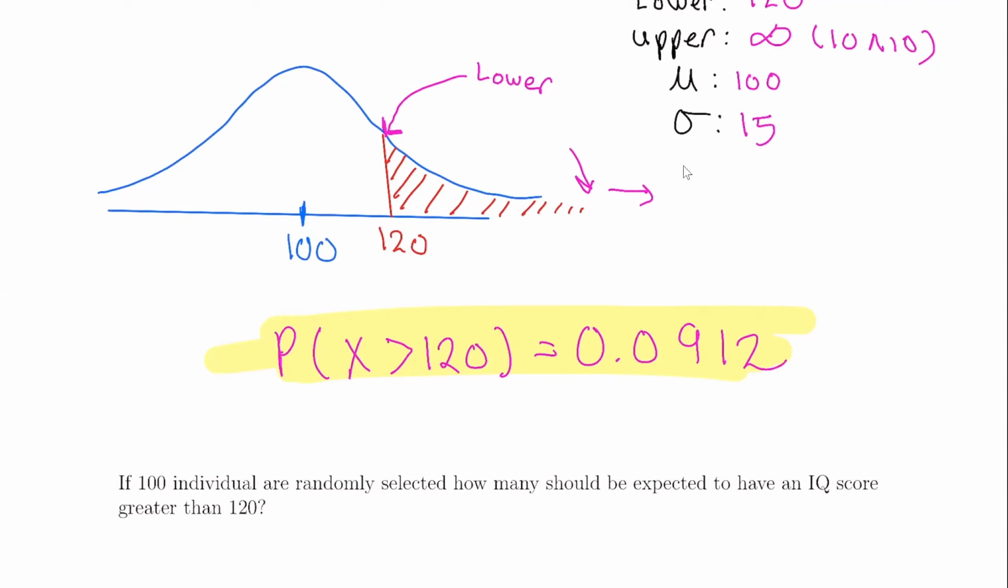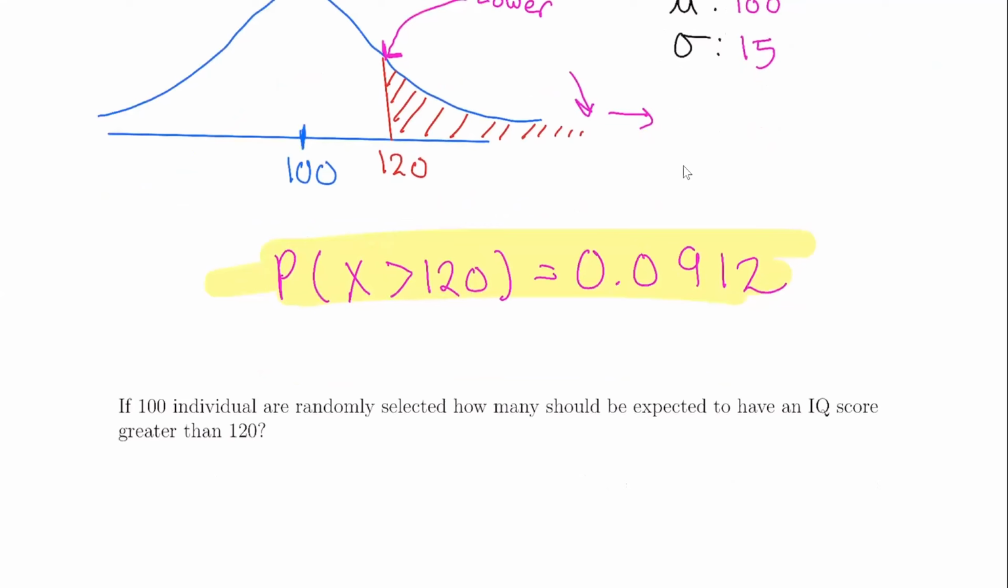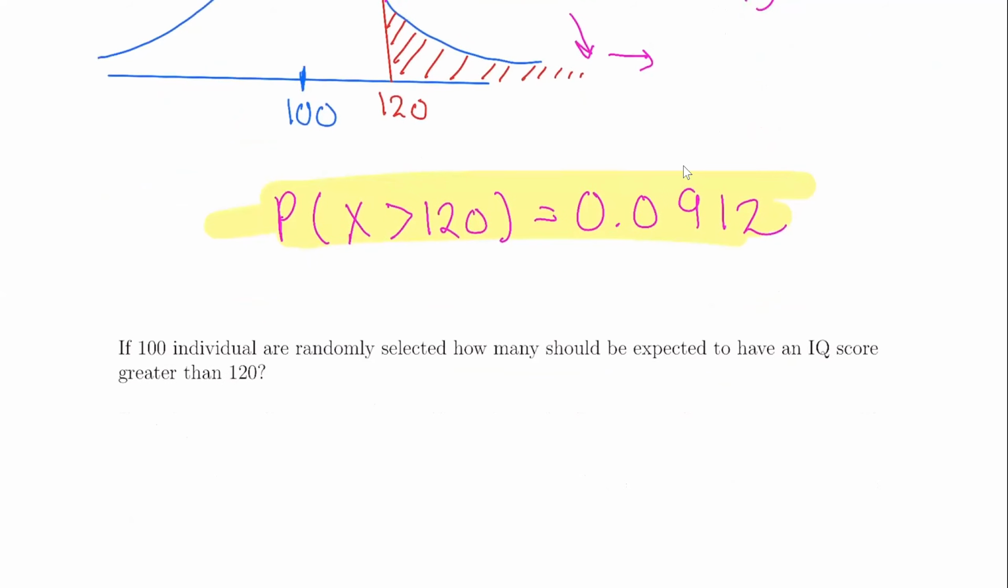All right. So you also want to know, what does that probability signify? Just remember, probability is percent, so I mean per the 100. So let's do this follow-up question. It says, if 100 individuals are randomly selected, how many should we expect to have an IQ score greater than 120? So it's saying if we have 100 individuals, how many of these 100 individuals should we expect to have an IQ score greater than 120?